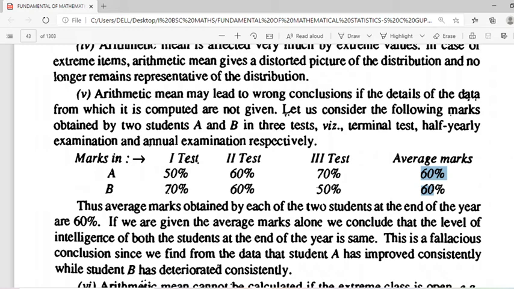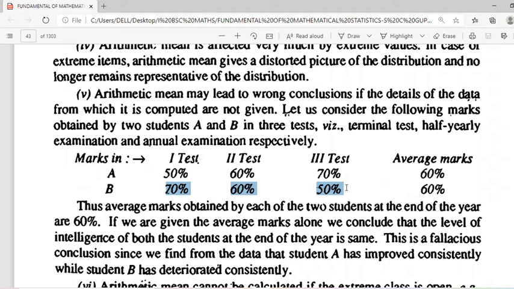If we see only the average mark, what can we say? That both students are equally intelligent. But if we see the observations, we can say that the first student is improving much, while the second student is not improving, he is going down. So to get that type of information, we have to see the observations. So arithmetic mean may sometimes lead to wrong conclusions.